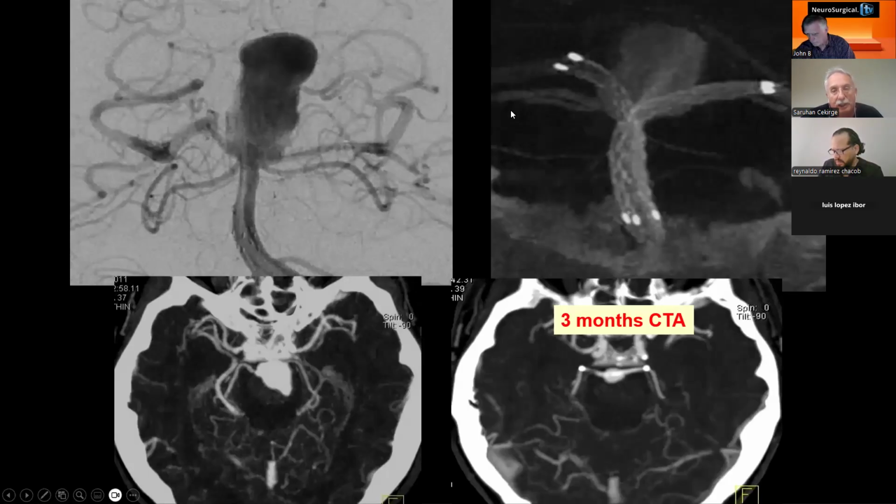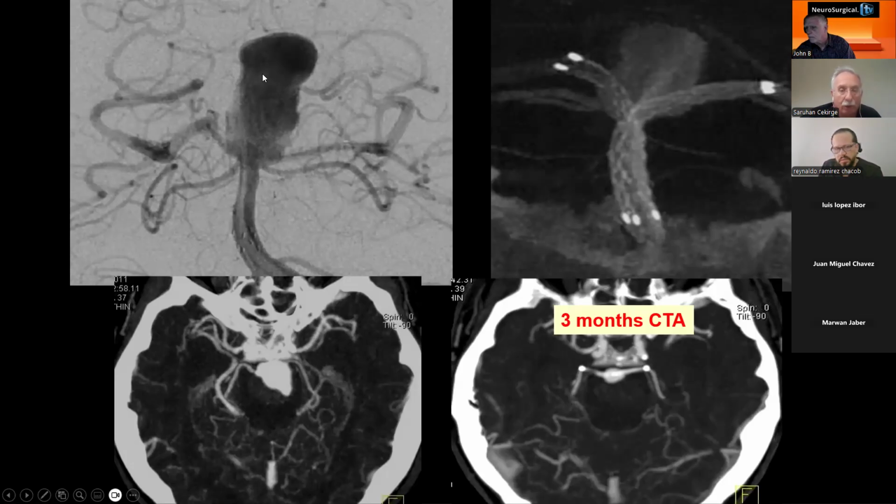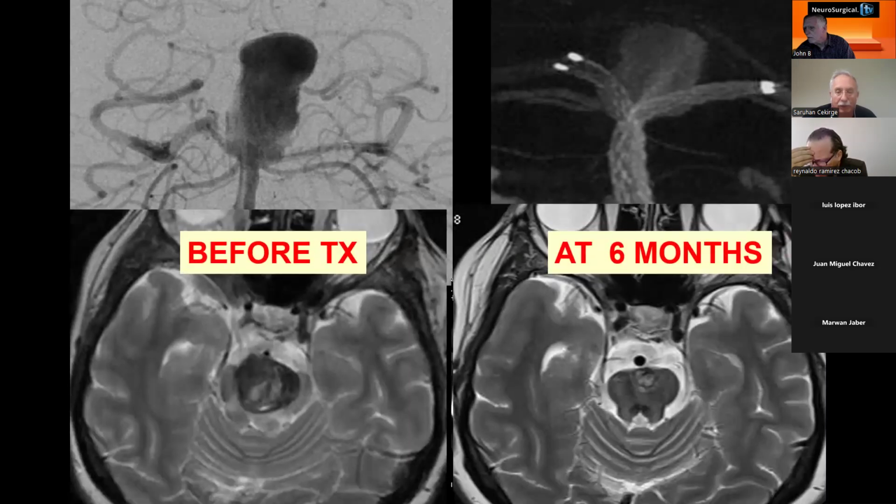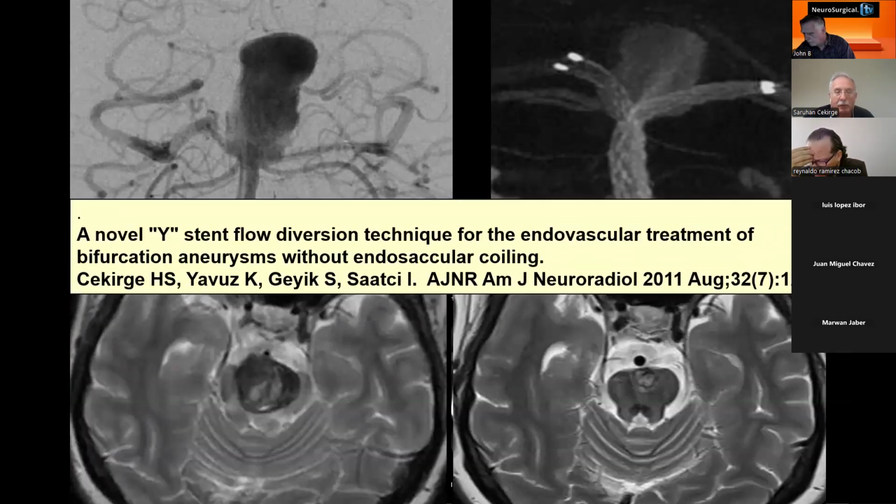the Y-stent flow diversion technique using Enterprise for giant basilar tip and partially clotted aneurysms, which we don't want to coil, because if you coil it, the patient is not going to do well. So we just placed two Enterprise stents in a Y fashion, and at this point you have a flow diversion point at the crossover. As you see, 3 months later, with just Y-stent flow diversion and no coiling, the aneurysm got smaller. This is the pre-treatment image and the 6-month MR. So we came up with this technique and published it.